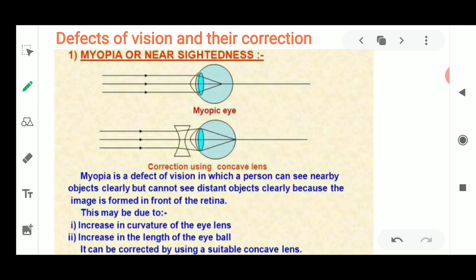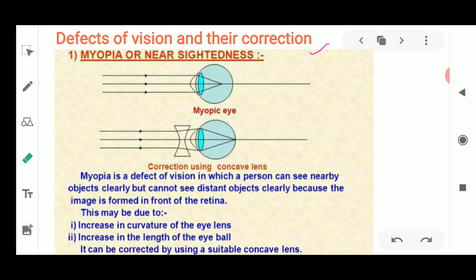So this shows the defects of the vision and how this is going to be corrected. Means we are not only talking about the defects of the vision, we also will talk about how this is going to be corrected. So here, first we are going to discuss the first vision problem, that is myopia.